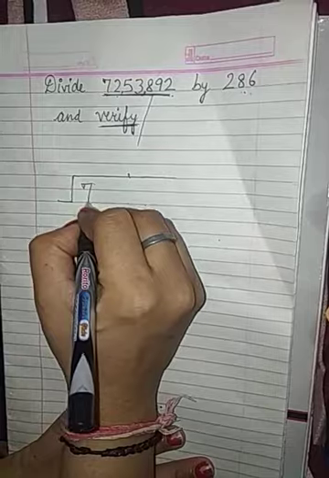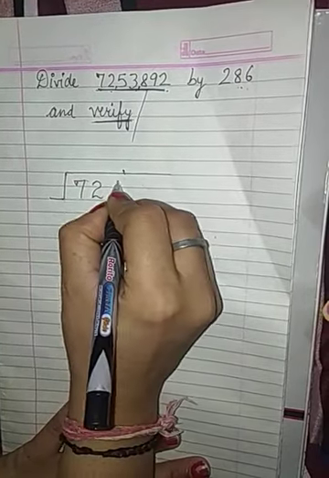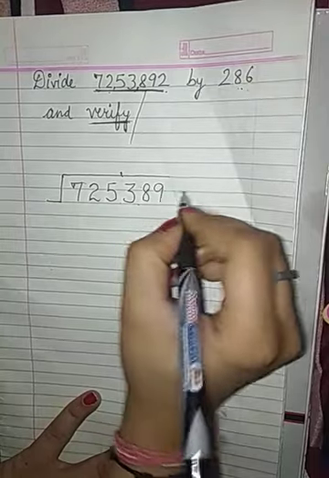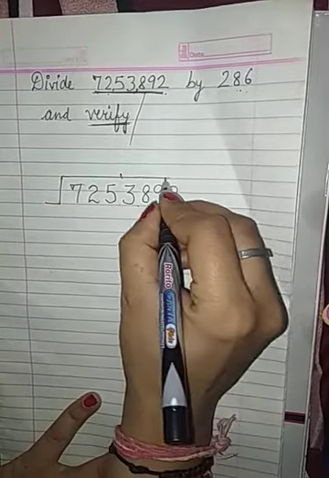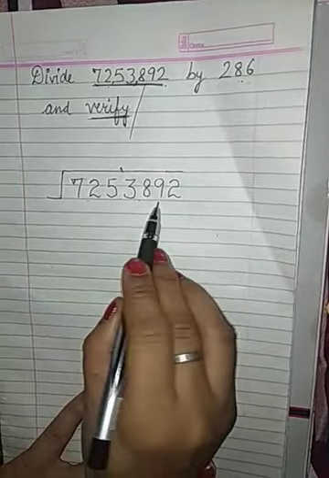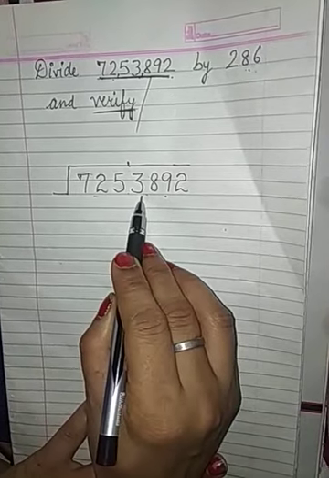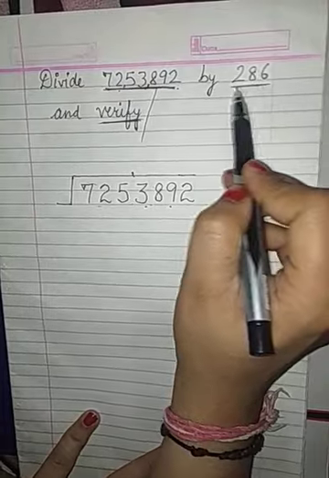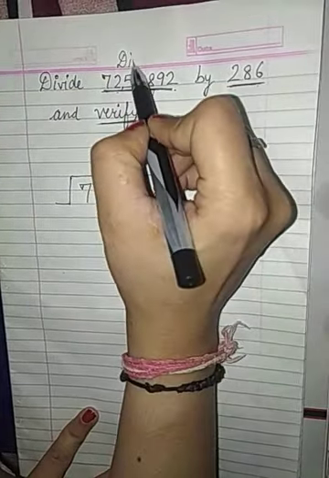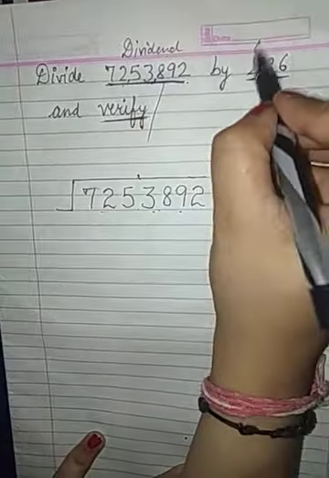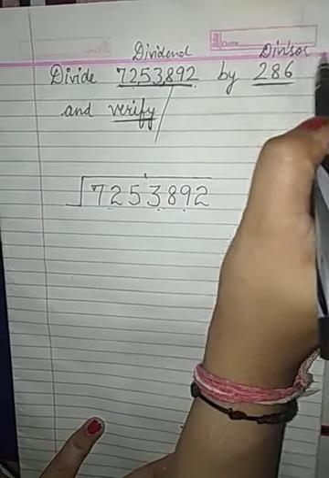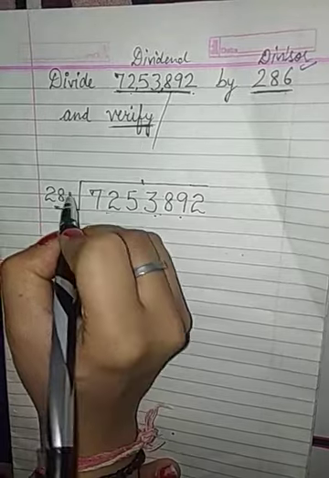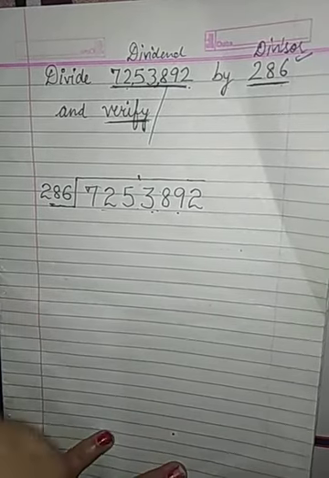So what it will be, a bigger number, large number we have to write inside the bracket. So we will write 72,53,892 inside the bracket. Bigger number, it is called dividend, the number to be divided. And after it we have to write the divisor. This is basically a dividend, and this will be a divisor. So divisor we have to write outside, so we will write the 3-digit number outside, smaller number outside.